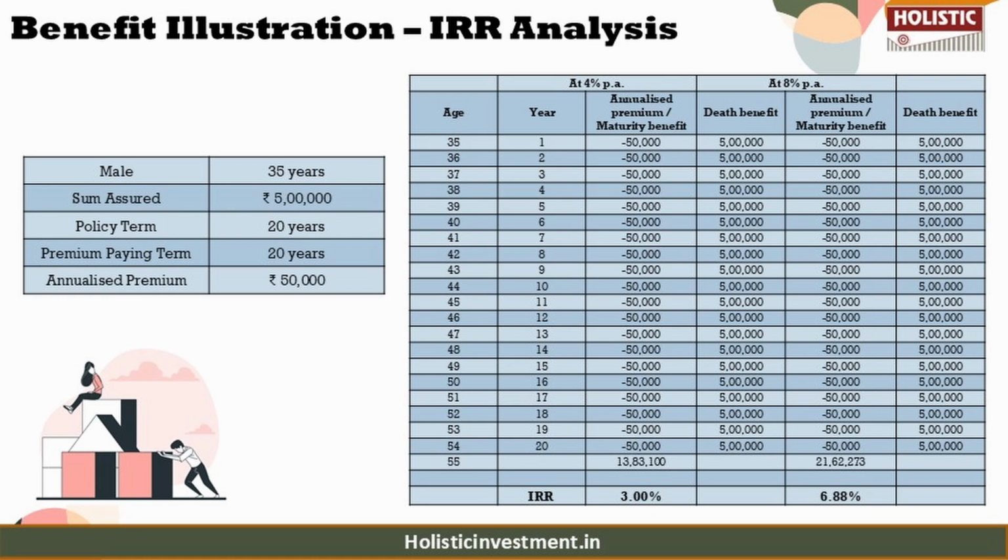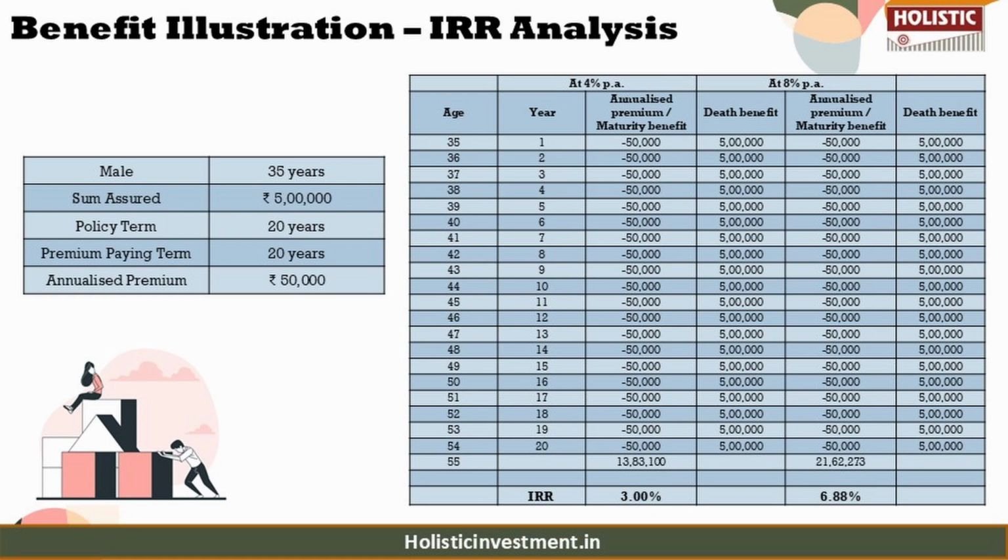So at 4% return, the fund value is 13.83 lakhs and the IRR is 3% as per the policy's maturity calculator, and at 8% the fund value is 21.62 lakhs and the IRR is 6.88% as per the policy's maturity calculator. So even in the higher return scenario, the IRR is on par with or sometimes lower than returns from traditional debt instruments.